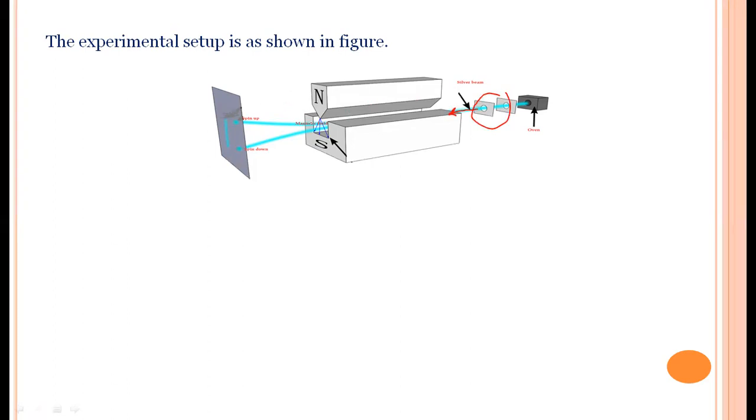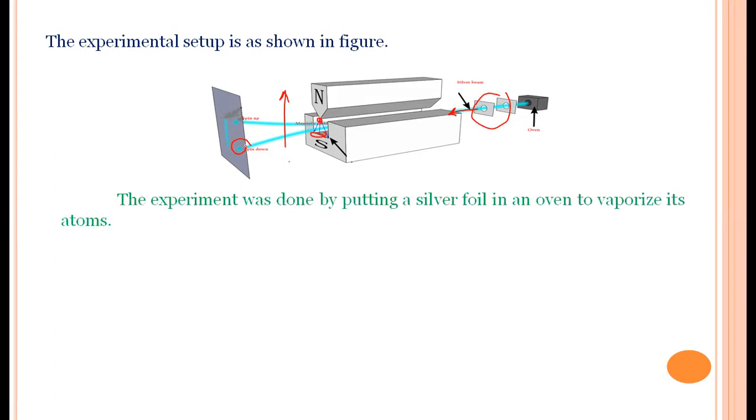Due to this, the magnetic field intensity is not constant. At the north pole side, the intensity of the magnetic field is very high, and at the south pole side, the intensity of the magnetic field is less. So in the positive z axis, the intensity of the magnetic field increases. When this silver beam is passing through this inhomogeneous magnetic field, the silver particles split up into two rays. One beam hits the photographic plate along the positive z-axis, and another beam hits the photographic plate on the negative z-axis. This shows the experimental setup and explanation of this experiment.